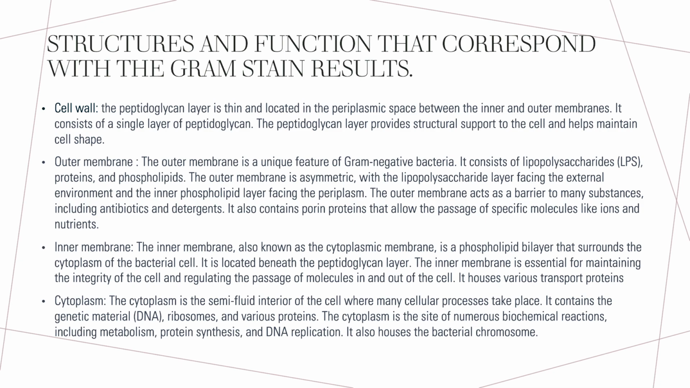The outer membrane is a unique feature to gram-negative bacteria. It consists of lipopolysaccharides, proteins, and phospholipids. The outer membrane is asymmetric, with the lipopolysaccharide layer facing the external environment and the inner phospholipid layer facing the periplasm. The outer membrane acts as a barrier to many substances, including antibiotics and detergents. It also contains porin proteins that allow the passage of specific molecules, like ions and nutrients.